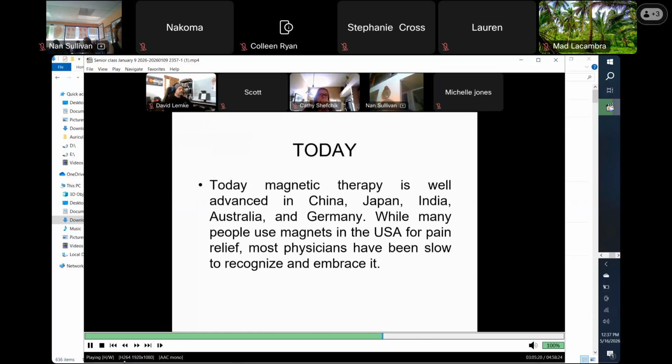Today, magnetic therapy is well advanced in China, Japan, India, Australia, and Germany. And I would also add Russia to it. While many people use magnets in the USA for pain relief, most medical physicians have been slow to recognize and embrace it, despite the fact that the federal government has spent over $1 million researching it and verified its ability to relieve pain and often other factors.